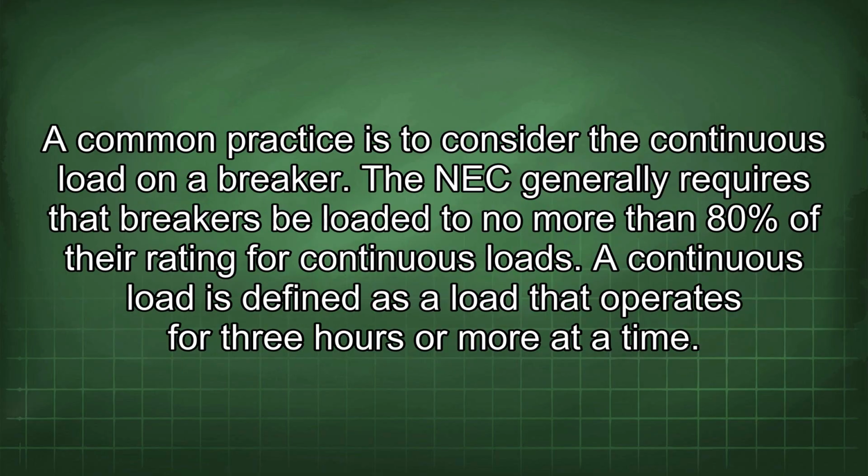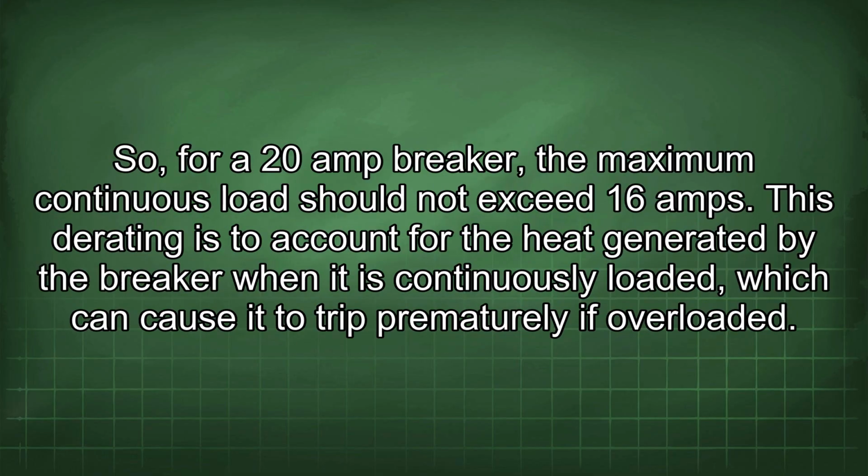A common practice is to consider the continuous load on a breaker. The NEC generally requires that breakers be loaded to no more than 80% of their rating for continuous loads. A continuous load is defined as a load that operates for 3 hours or more at a time. So, for a 20-amp breaker, the maximum continuous load should not exceed 16 amps. This rating is to account for the heat generated by the breaker when it is continuously loaded, which can cause it to trip prematurely if overloaded.